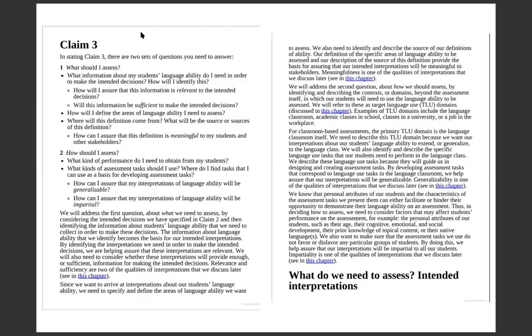Yeah, the areas of language, ability. And then where will this definition come from? The source. And the last one, of course, here is how can I assure that this definition is meaningful to my students and other stakeholders. Okay. Maybe here we need to remember the stakeholders, no? Because you want to make decisions that satisfy all stakeholders involved. For example, you, the student, and of course the other teachers, director, etc.